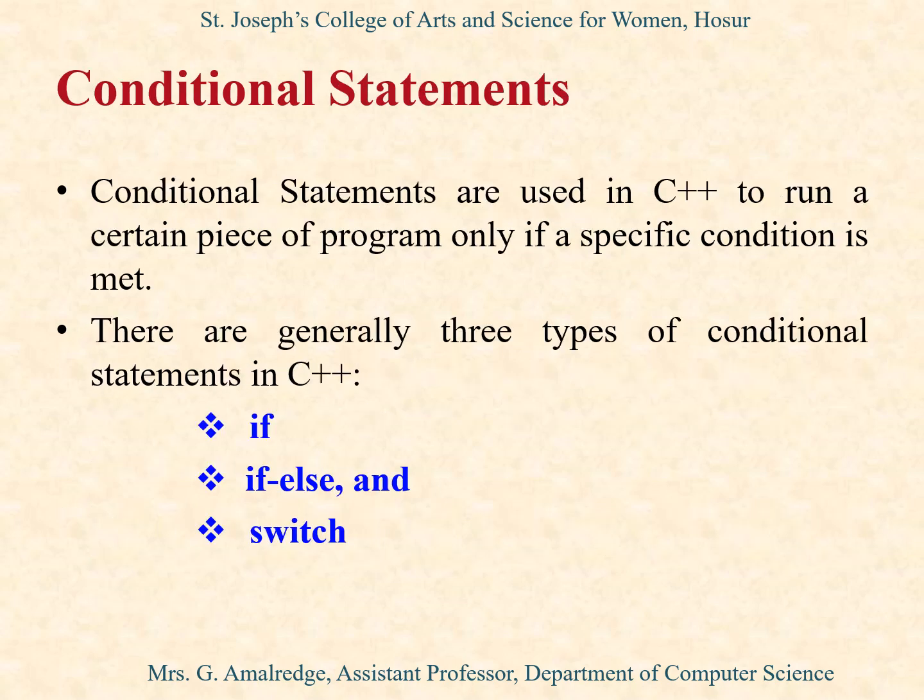Conditional statements. In C++, conditional statements are used to run a certain piece of program only if the given condition is satisfied. Generally, there are three types of conditional statements used in C++. One is if, the second one is if else, and the third one is switch.